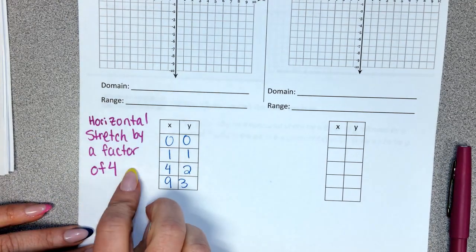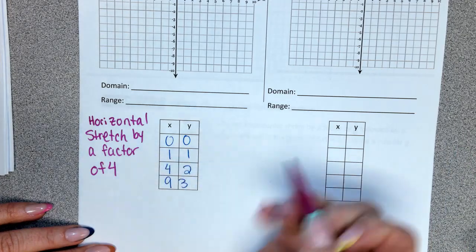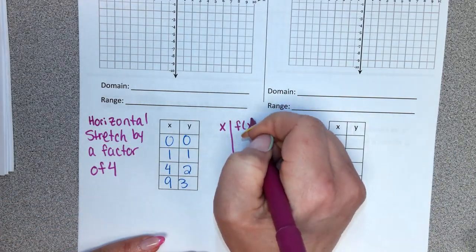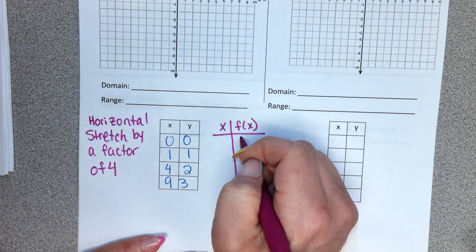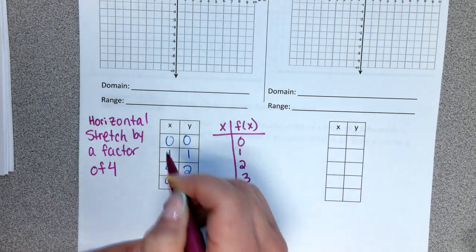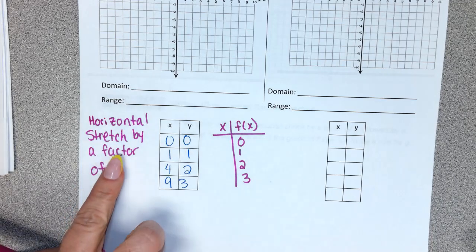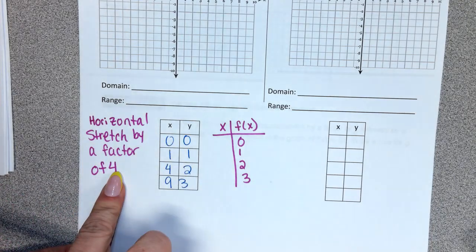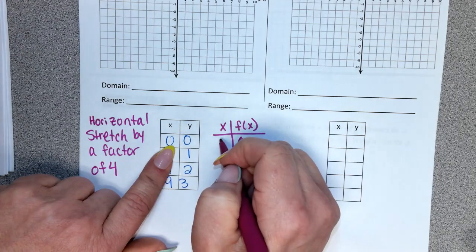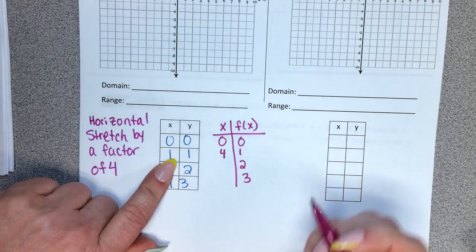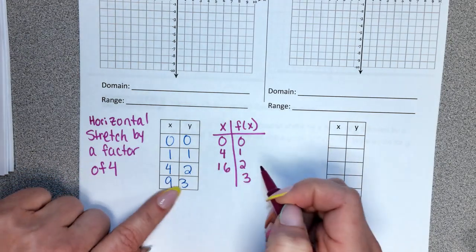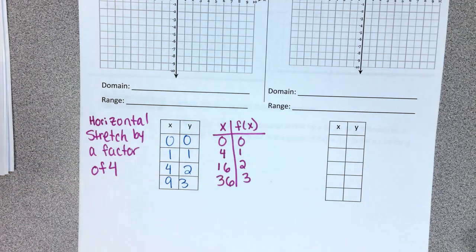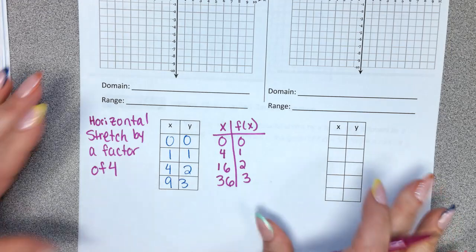Now that I have a horizontal stretch, I'm going to have to make changes to the horizontal. That means my y values will stay the same. I don't need to change those, but the horizontal will be stretched by a factor of 4. Factor means multiply, so I'm going to take every one of these x values and multiply it by 4. So 0 times 4 is 0, 1 times 4 is 4, 4 times 4 is 16, 9 times 4 is 36. And then I'm going to put each of these points onto my graph.